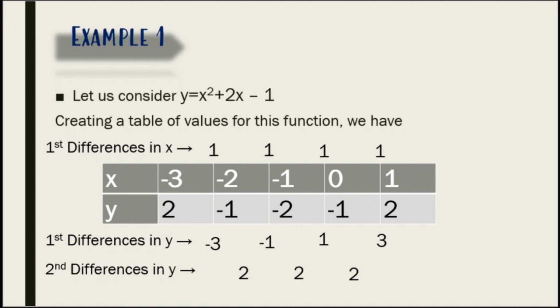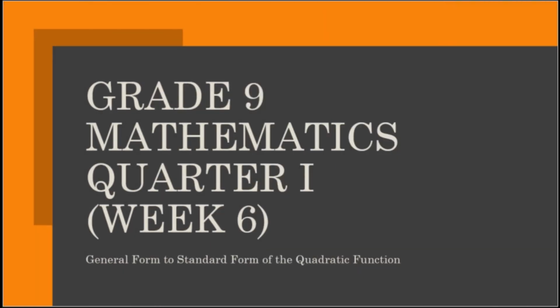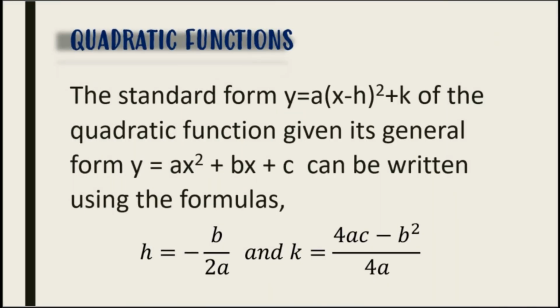All quadratic functions will stand by the characteristic that equal differences in the independent variable x produce equal second differences in the dependent variable y on its table of values. This is true to all quadratic functions. Let us now deal with the general form and the standard form of the equation of the quadratic function.